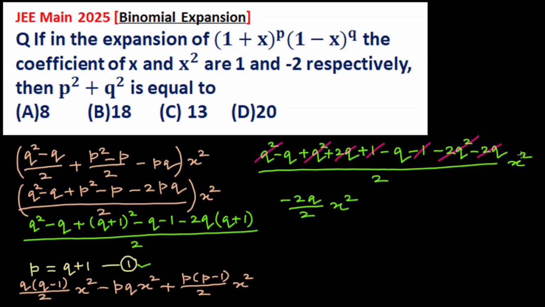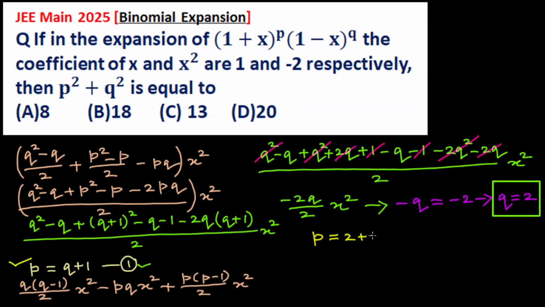Here it should be x square, and here also x square, which is minus q, and this coefficient of x square is given to be minus 2. So that gives q equals 2. Now from equation 1 we get p equals 2 plus 1, 3, and the quantity that we have to find, p square plus q square, will be 3 square, 9, plus 2 square, 4, which is 13. Hence the correct answer option here will be C, 13, this one.